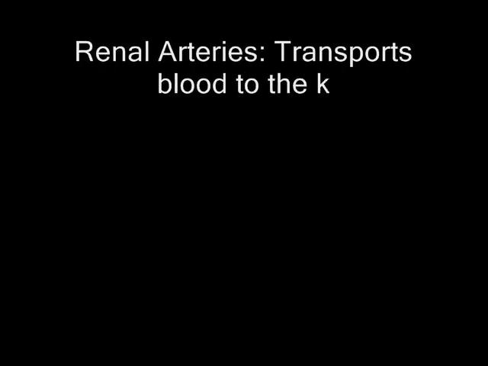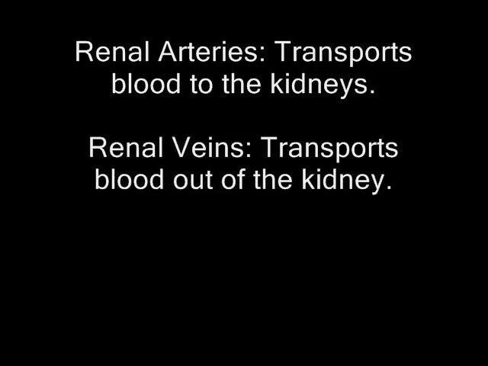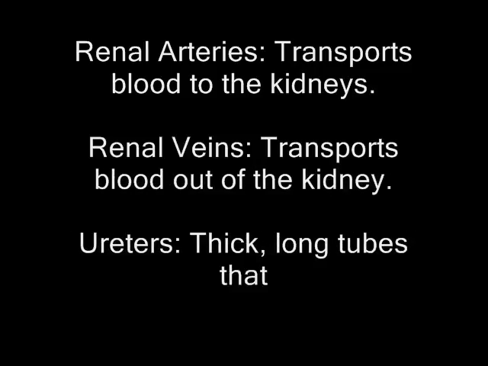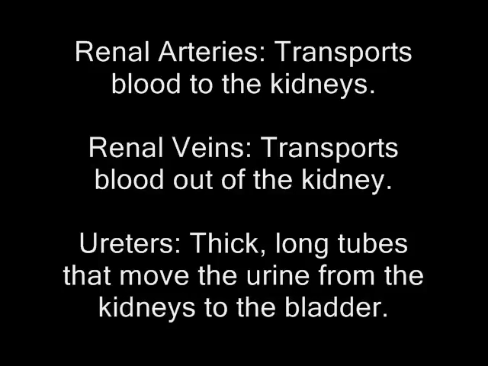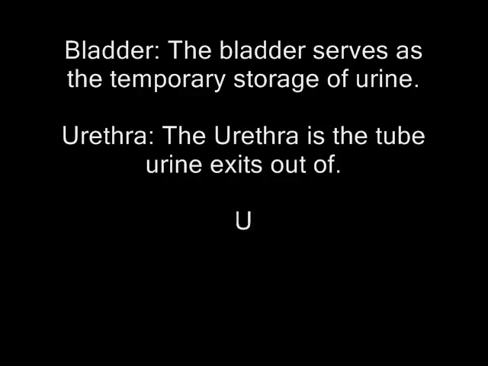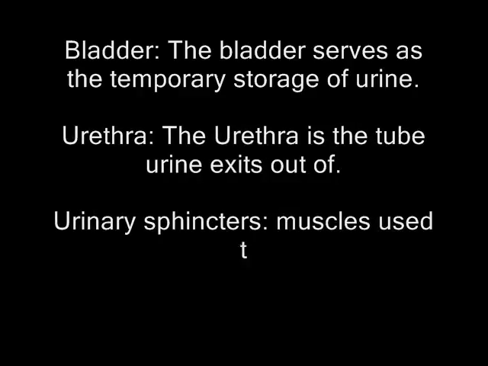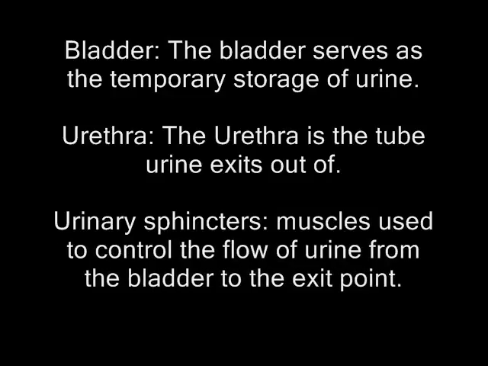Okay, renal arteries transport blood to the kidneys, and renal veins transport blood out of the kidneys. After that is the ureters. Ureters are thick, long tubes that move the urine from the kidneys to the bladder. Okay, the bladder serves as a temporary storage of the urine. The urethra is the tube that urine exits out of, and the urinary sphincters are muscles used to control the flow of urine from the bladder to the exit point.